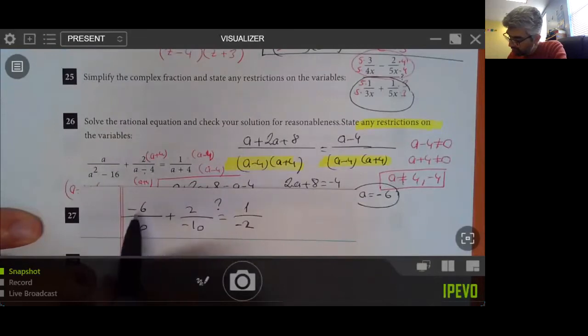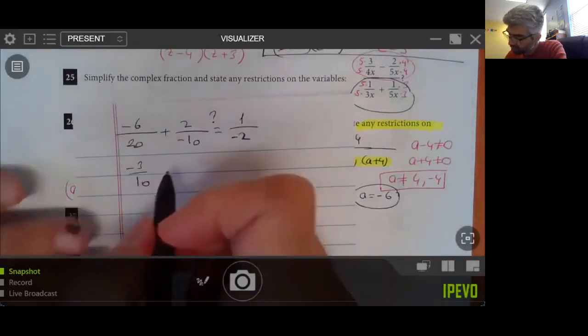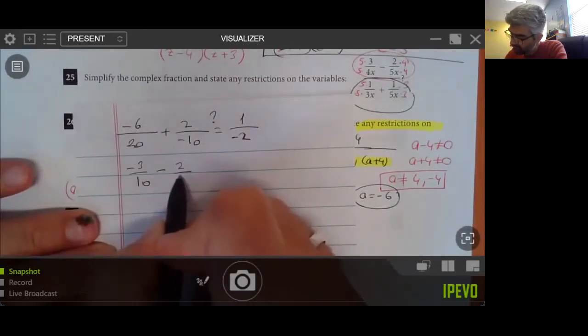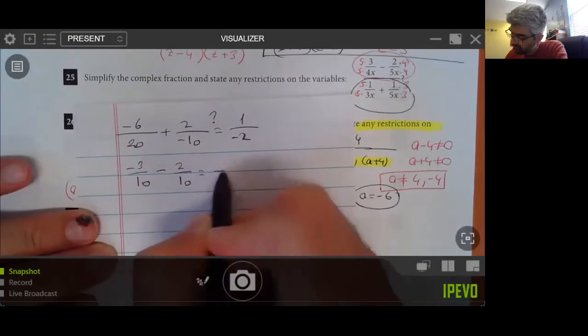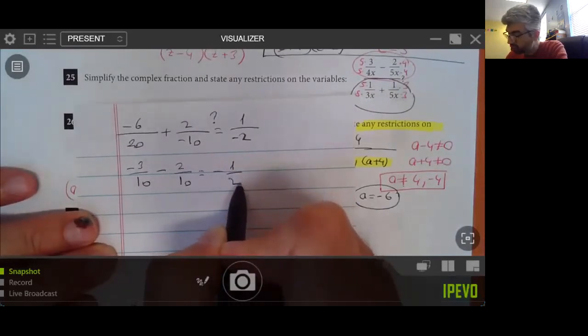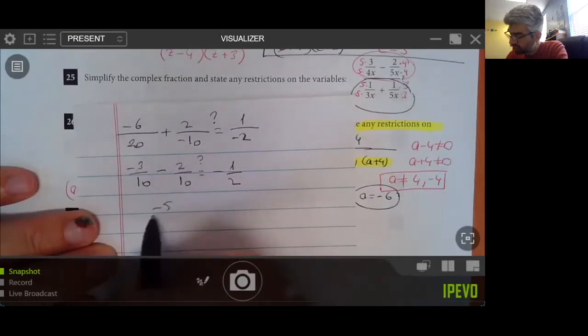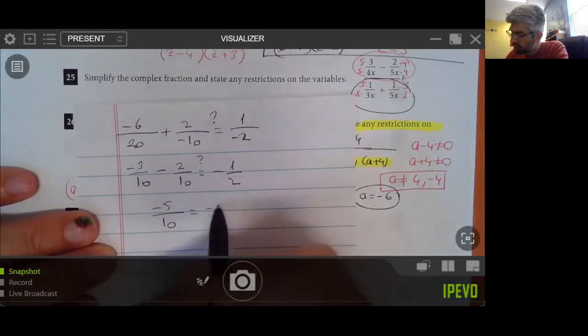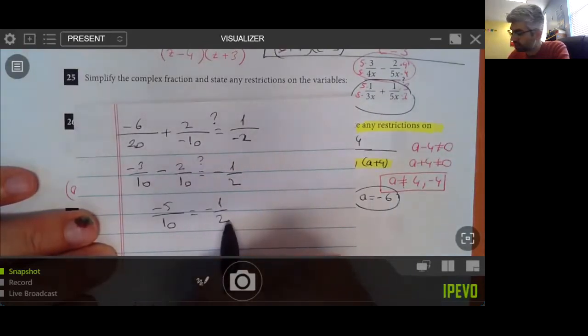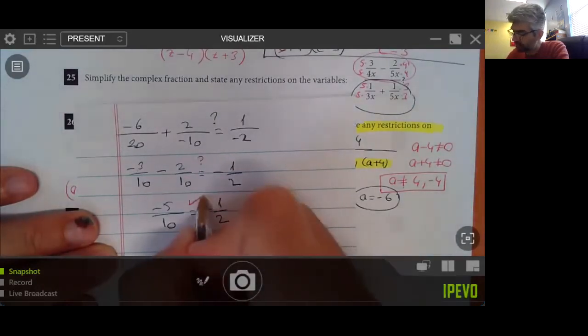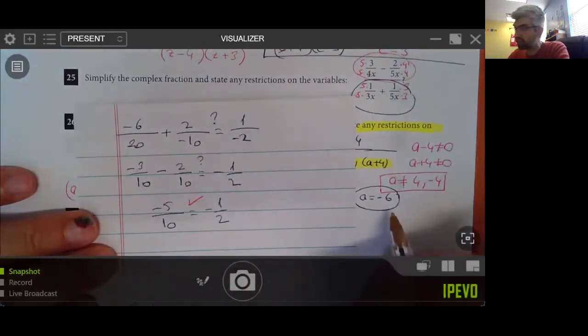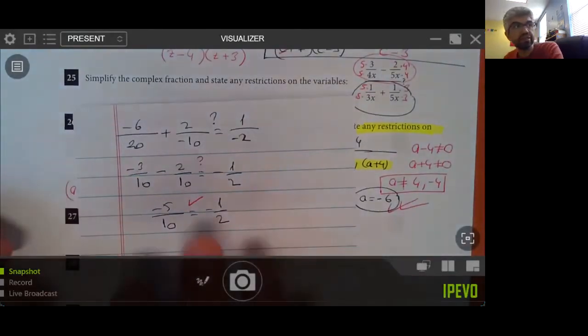Well, I can simplify this and I will have negative 3 over 10. Negative 2 over 10. It is negative 1 over 2. Is it true? Negative 3, negative 2, it's negative 5 over 10. Is it negative 1/2? Yes. So really, a is equal to negative 6.